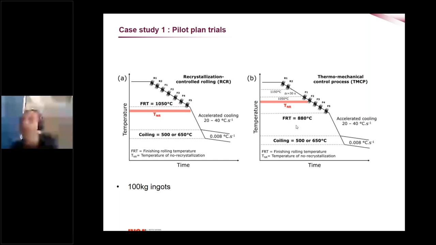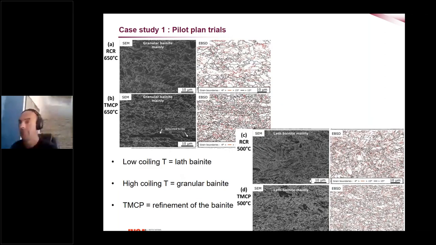This is the microstructure that you can get. So you can see that when you have a low coiling temperature, you have more lath bainite. In that case here, this is lath bainite mainly. Whereas if you have a high coiling temperature, then you have granular bainite. And now if you are able to get some finishing stage at a temperature above and below the recrystallization temperature, you have refinement of bainite.